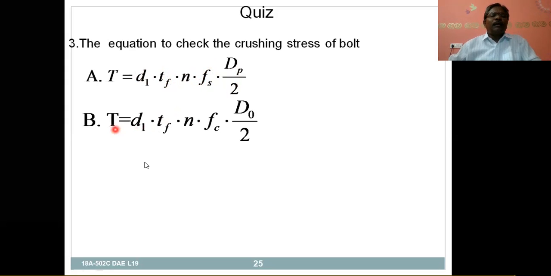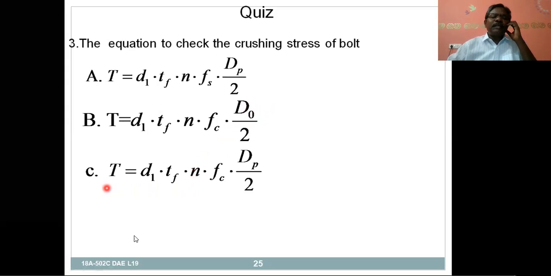And let us see D. So here is d1 TF into N into FC into DO. Here DO is there. So we are not going to check for the outside diameter of the coupling, but we are going to use the pitch circle diameter dP. So this is also wrong.